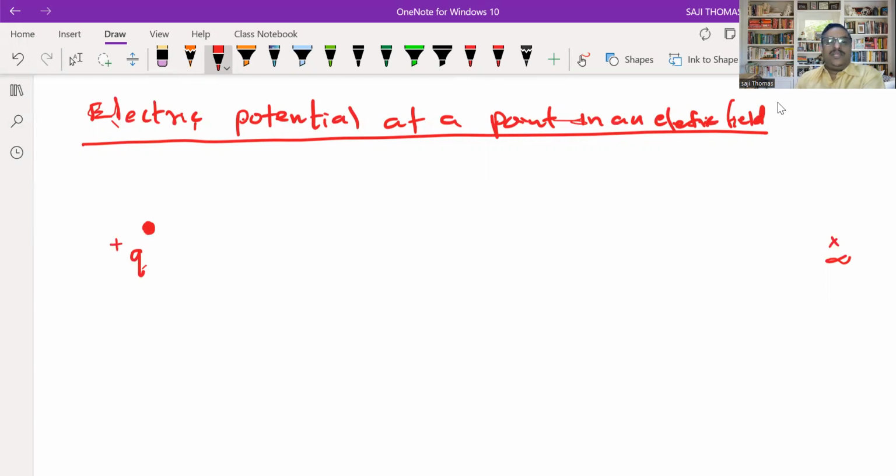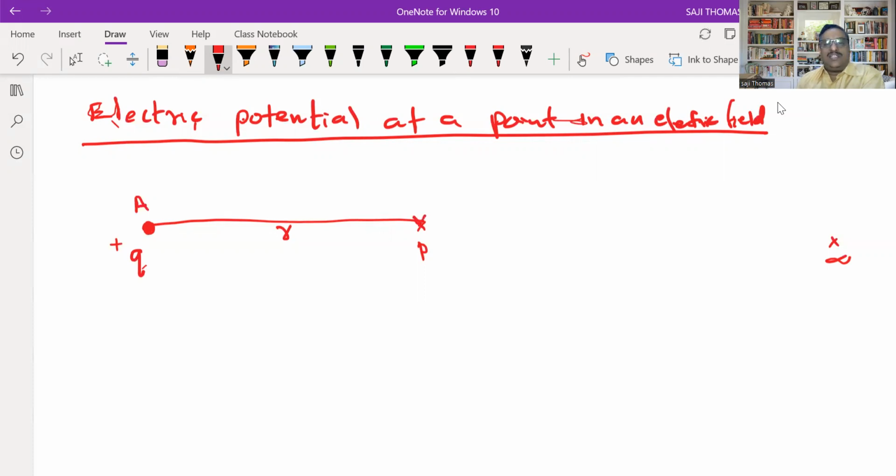So imagine a point P at a distance R from the charge Q. This charge Q is called the source charge. I name it as A. The charge placed at the point A is the source charge. We are moving another charge from infinity to the point P. That charge is known as the test charge.